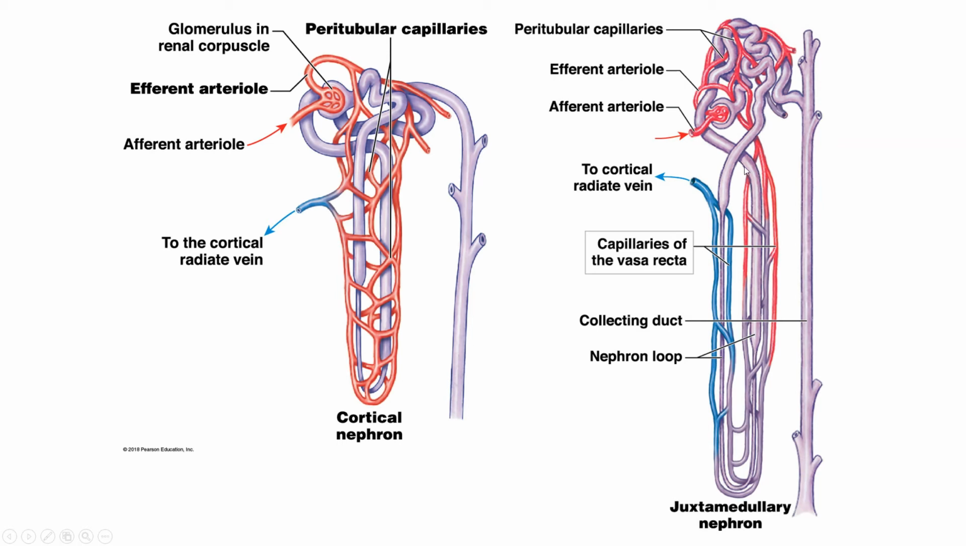And both of them are going to arise from the afferent arteriole, like discussed in the previous slide. And this is a unique capillary structure that allows for the arrangement of the juxtamedullary nephron to control volume and concentration of the urine. So that's the whole purpose of this vasa recta.